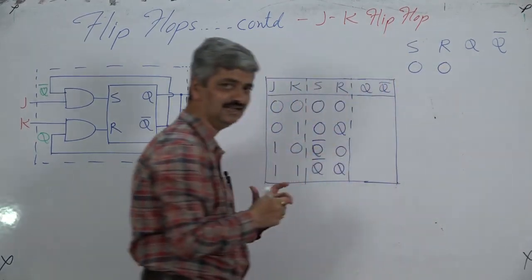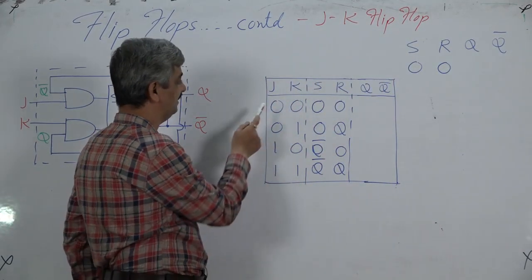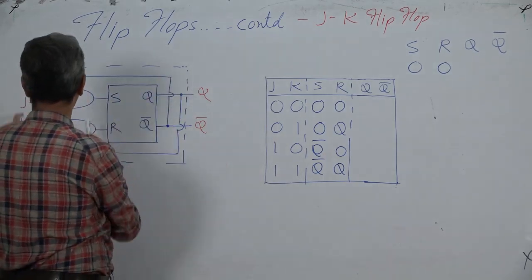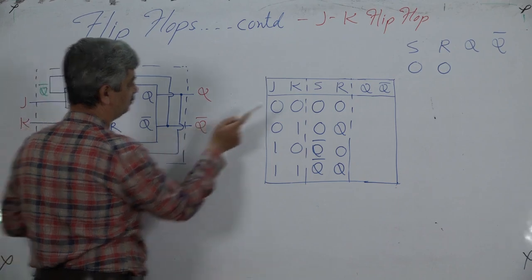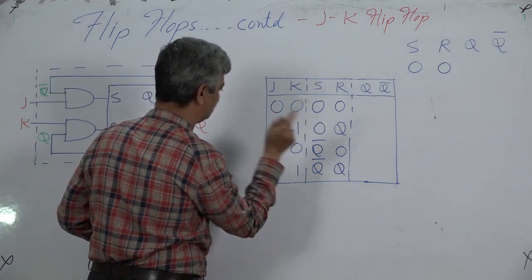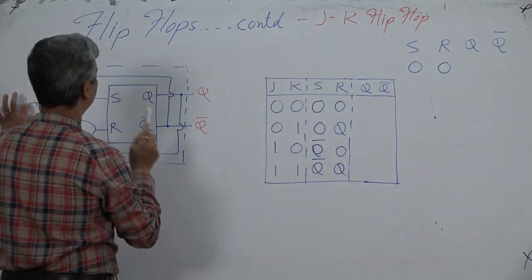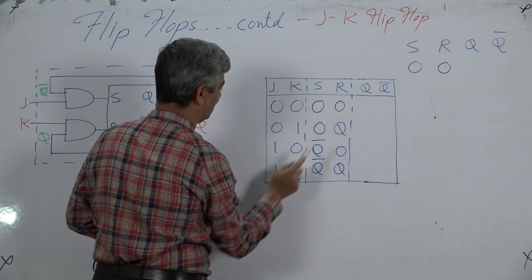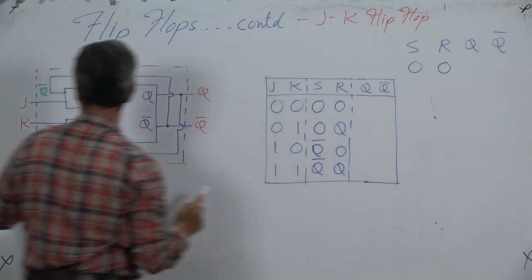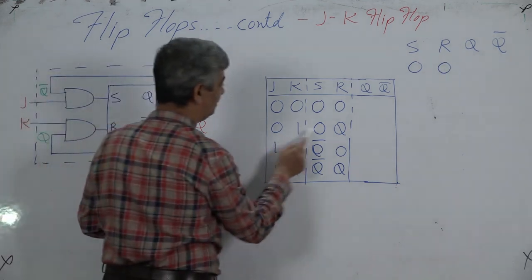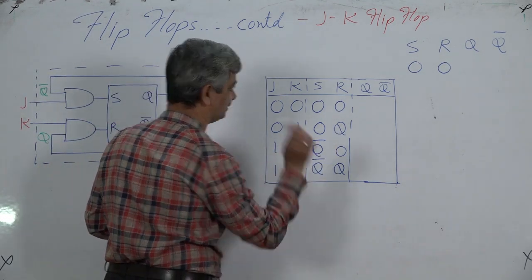I will once again clarify. When J is 0, S is 0. K is 0, R is 0. J is 1, S is Q bar. K is 1, R is Q.